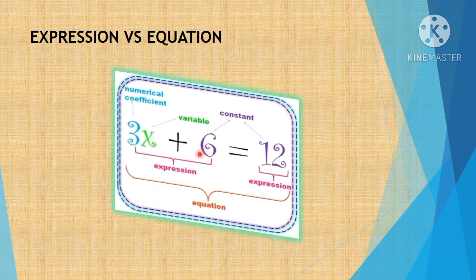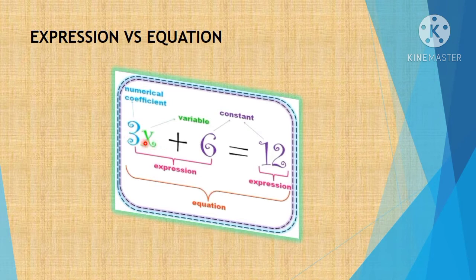Commonly we will say this 6 and 12 as constant. If there is no variable with that term, we will say that as a constant. So 6 is a constant, 12 is a constant. So 3x, can you see here? x is a variable. 3x means 3 into x. So what is the coefficient of x? We will say the coefficient of x is 3. The numerical coefficient. This is a new term you are studying in this chapter.